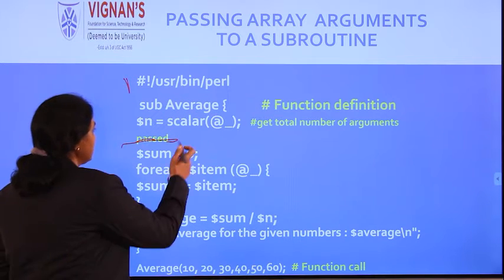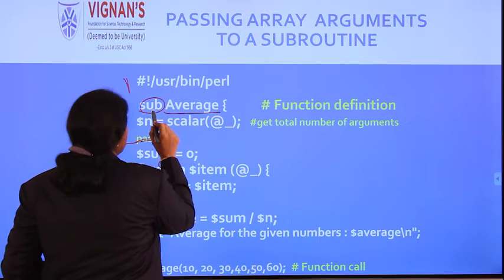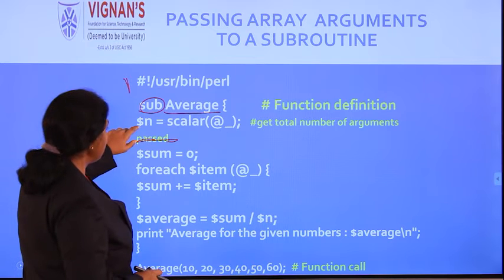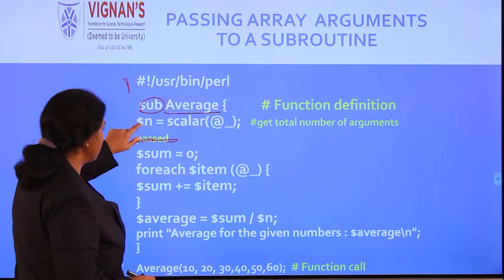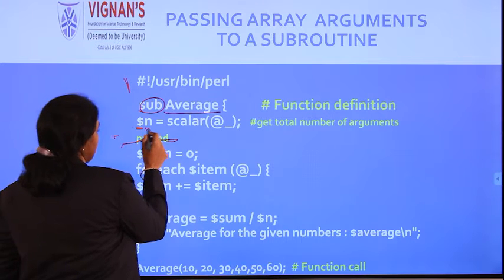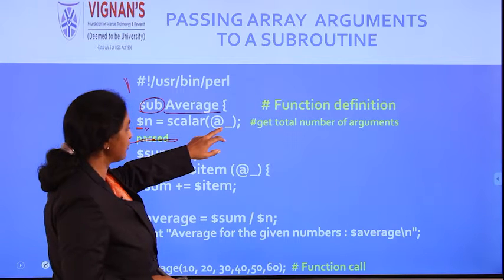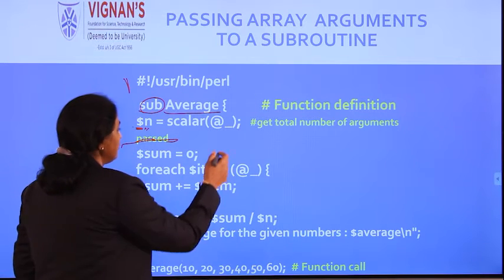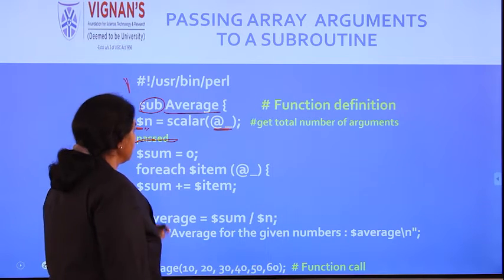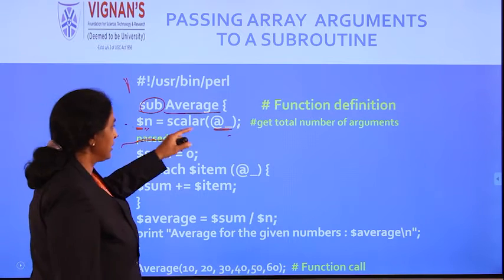Average is the function name. Sub is the keyword; with the help of sub, you are starting average, open. Now coming to n, it is nothing but the number of variables, and it is a scalar, that's why I am representing it with the dollar. n is equal to scalar of iterate. We are passing through reference, so all the variables will be stored in the default array @_. So this function returns the number of elements present in it.